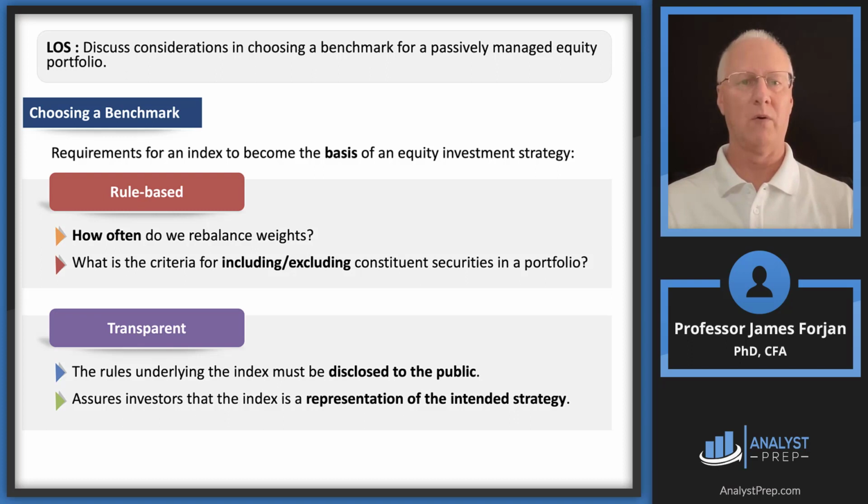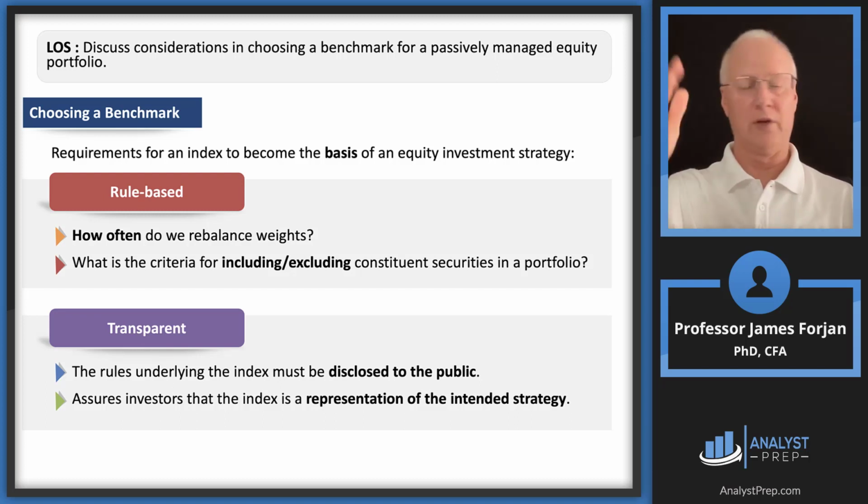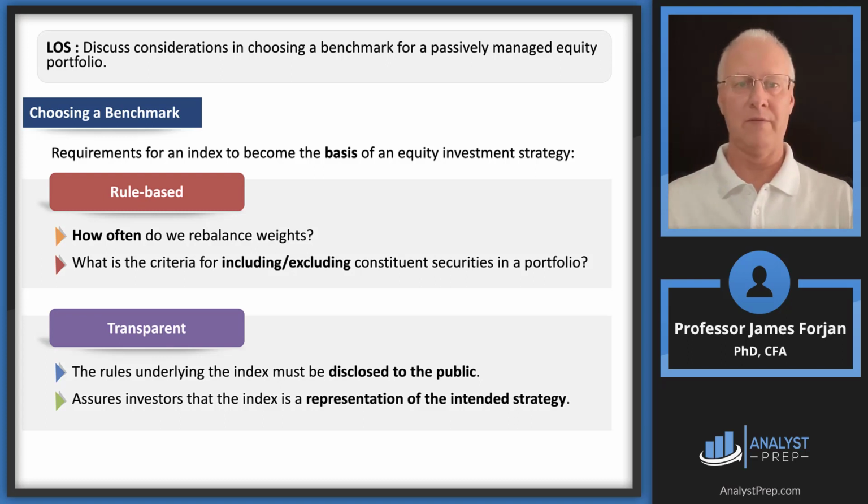So choosing a benchmark, what do we need to do? Rules-based. And this pretty much is outlined by how we establish the initial strategic allocation, and then what happens inside of that allocation. How do we rebalance those weights? Because some stocks will increase in value, some will decrease, and then we need to worry about what happens when those stocks increase or decrease in value by so much that they are removed from the index. So we need to have some rules there.